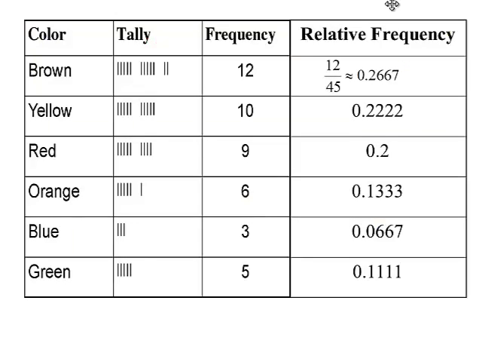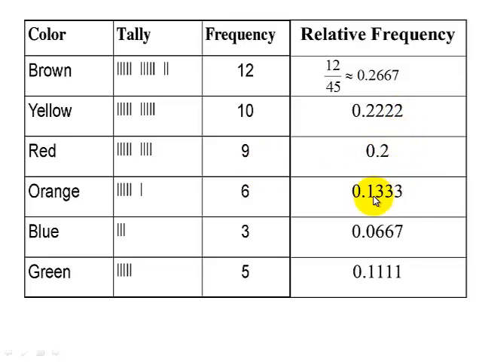If we take our frequency table for colors of M&Ms, we can extend the table to include a relative frequency by first summing all the frequencies of all the colors, which turns out to be 45, and then dividing each frequency by that sum of frequencies, 45. So 12 divided by 45 is about 0.2667. 10 divided by 45 is 0.222. 9 divided by 45 is 0.2, so on and so forth.